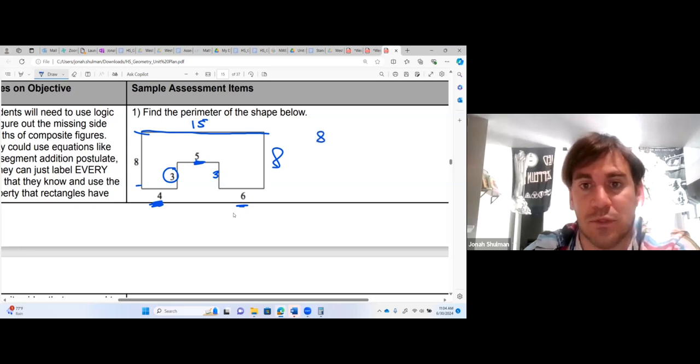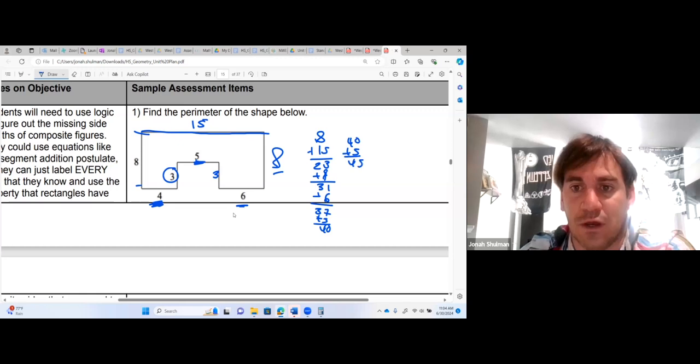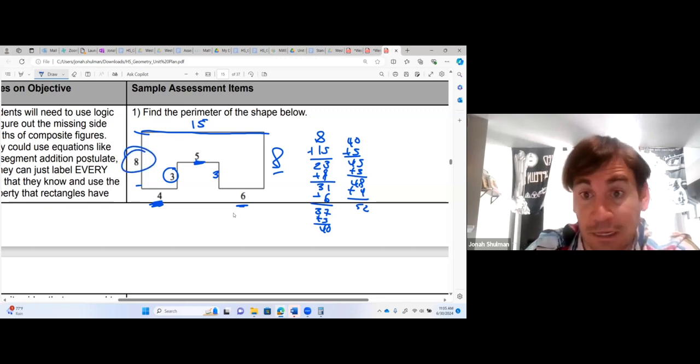So it's 8 plus 15, which is 23, plus 8, which is 31, plus 6, which is 37, plus 3, which is 40, plus 5, which is 45, plus 3, which is 48, plus 4, which is 52. I usually mark where I start so I don't count that 8 again, but I saw 8, 15, 8. So this answer is 52.